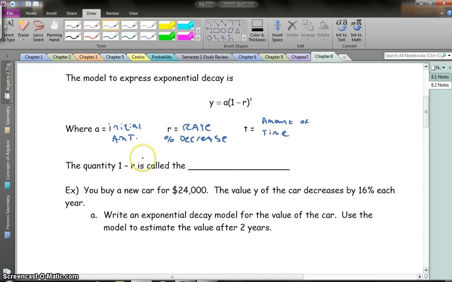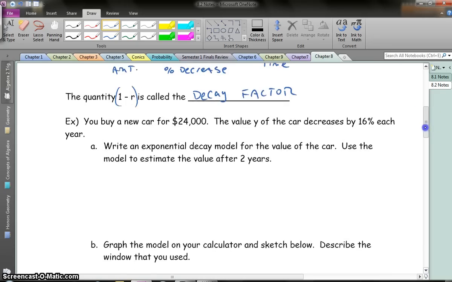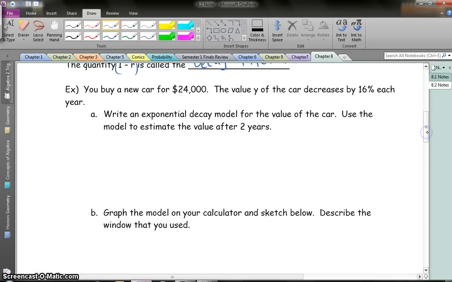Now, yesterday I talked about them always growing because we had 1 plus our rate. Well, now our quantity is 1 minus r. So we refer to that as our decay factor. So we now have our growth factor and our decay factor. It's actually very similar to yesterday's lesson, but now we're talking about how things go down over time. They decrease over time.